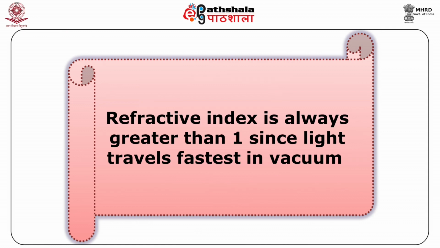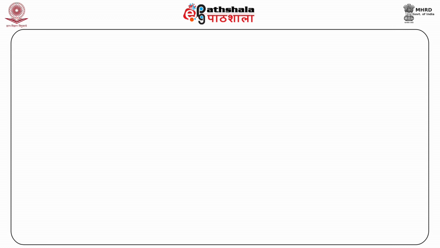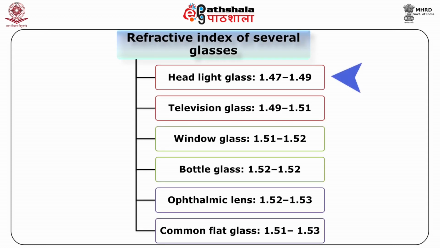Refractive index is always greater than 1, since light travels fastest in vacuum. For glass, the range is between 1.4 to 1.7. Refractive index measurement is affected by types of glass according to its color, manufacturer, and thickness. The refractive index of several glasses is given below.